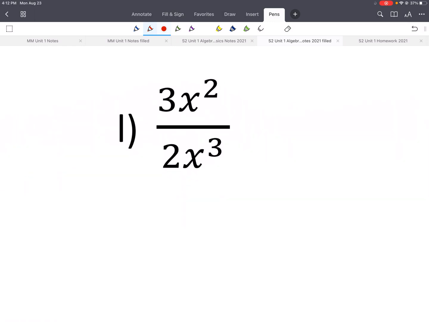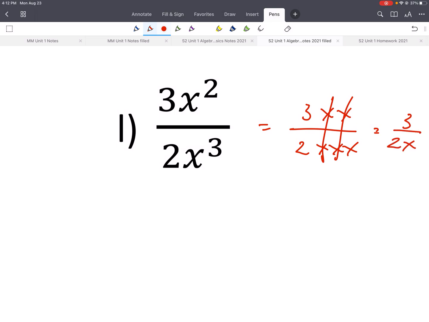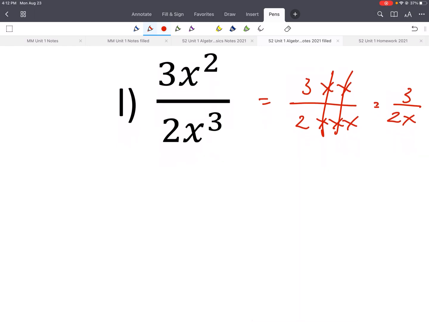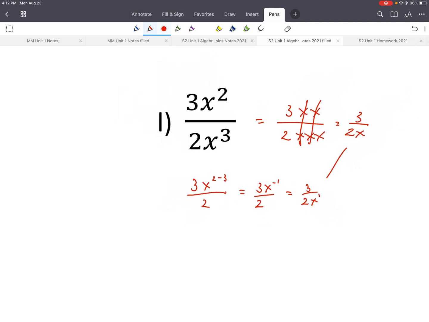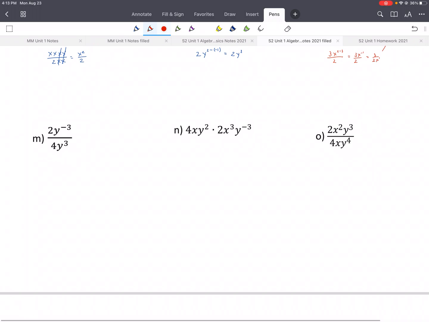Here's another. Okay, maybe here we'll just expand. Let's see what happens if we just expand. So that cancels. We end up getting 3 over 2x. If you didn't expand and want to use your subtraction, like if they're divided, we subtract, then we would do 3x to the 2 minus 3 over 2. Okay, and then that would end up giving us 3x to the negative 1 over 2, which means we'd need to bring that x to the negative 1 to the bottom, just like that. And they're the same. All right, here's a couple more and we'll be done.